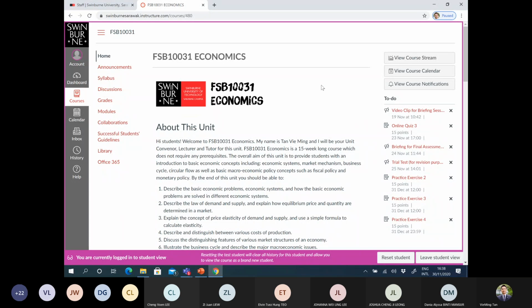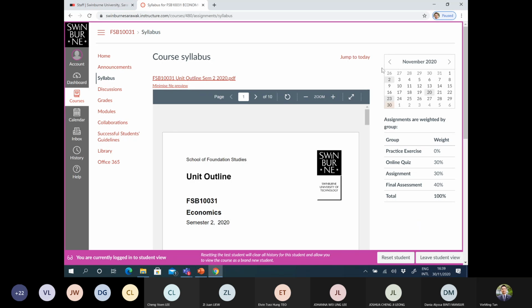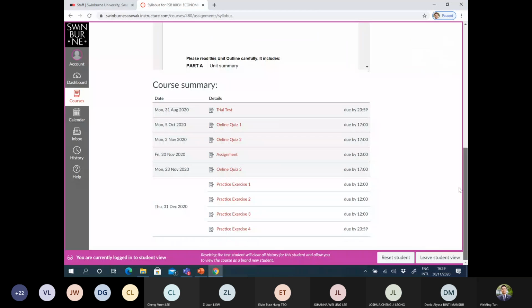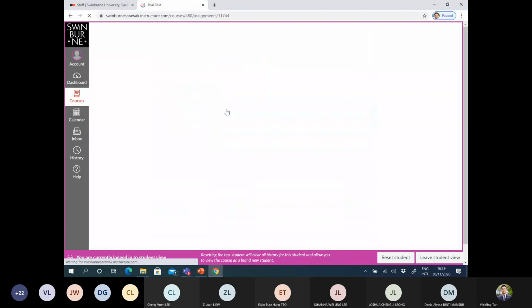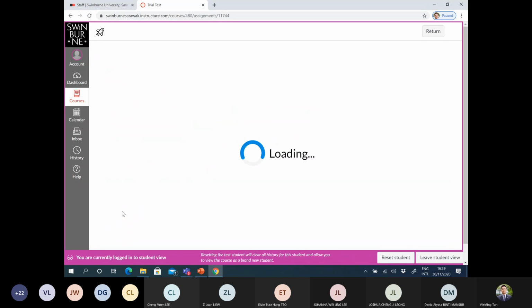If you want to access the trial test, you can go to the control toolbar on the left-hand side of the economics Canvas site. Go to syllabus and click on that tab. Then you should be able to see the UNA line. Scroll down the screen until you see the course summary. Under the course summary section, you should be able to access the trial test here. You can click on this. You can try as many times as possible. This instruction will be quite similar to the one during the online test. After reading the instructions, you can just click on the resume button in order to start answering the questions.